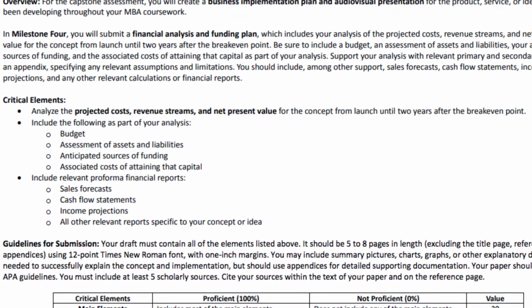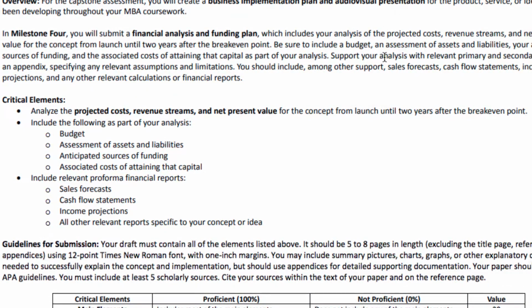Okay, so I'm going to talk specifically about the pro forma financial reports. The important thing is that there should be pro forma financial reports from the launch of the concept until 2 years after you break even. So that's really important, to have the appropriate number of years for your pro forma financial reports, and then also it's important to calculate your net present value. A lot of people just don't do that. They skip these project deliverables, and then they miss a lot of points. And of course, you can skip it, but if you skip it, then as you can imagine, it's not possible to get college credit for that.